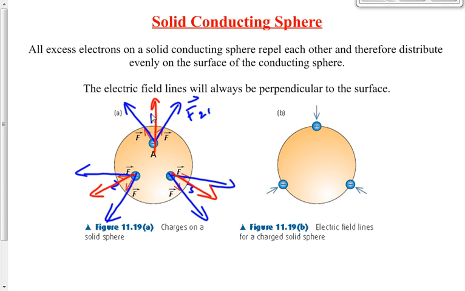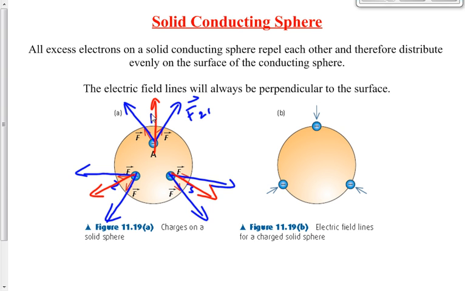So the first thing that I want you to observe here is that when you have extra charges in a solid conducting sphere, they will all go to the outside. They will all go to the outer surface of that conductor. It seems a bit weird. There will be no extra charge inside this conductor. They will all go to the outer surface, because they all push each other to the outer surface.